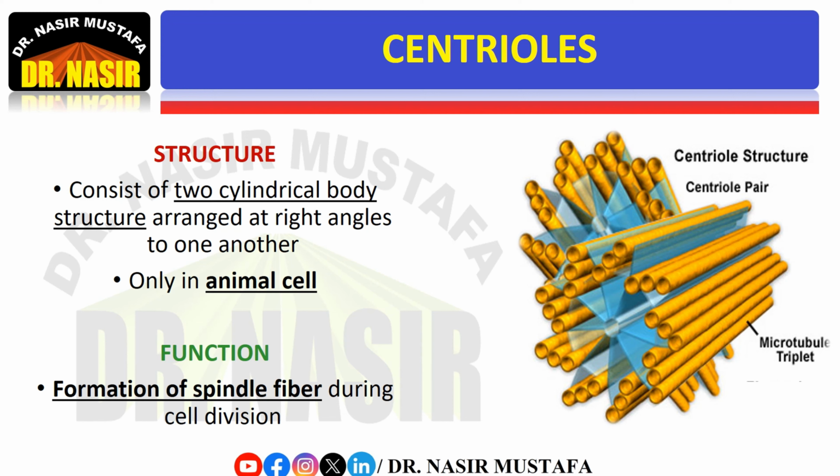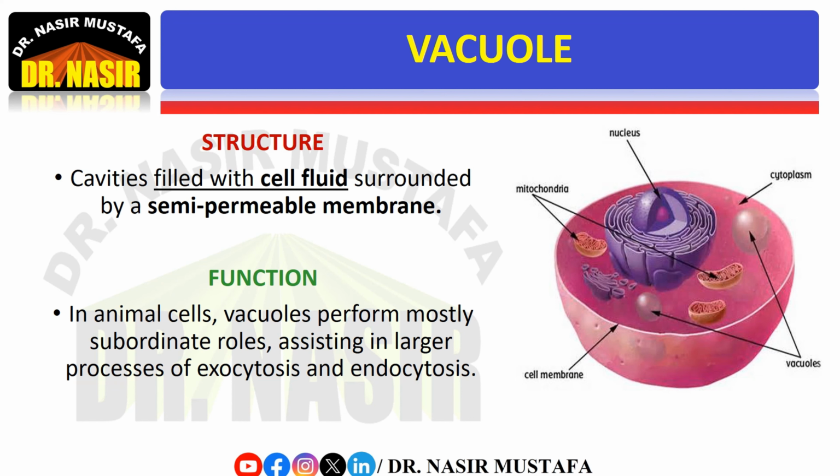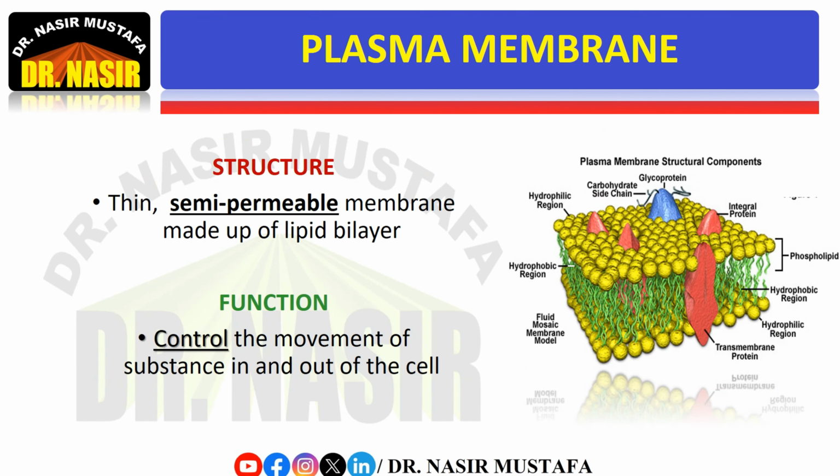during cell division, ensuring proper chromosome separation. Structure: vacuoles are cavities filled with cell fluid, surrounded by a semi-permeable membrane. Function: in animal cells, vacuoles mainly assist in larger processes like exocytosis and endocytosis, supporting overall cellular activity.